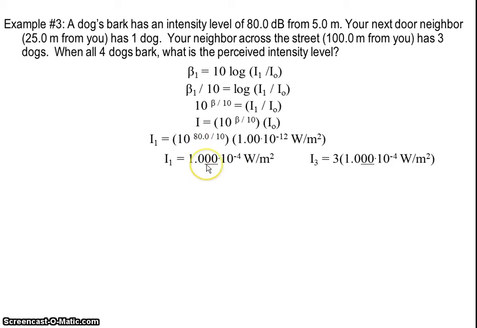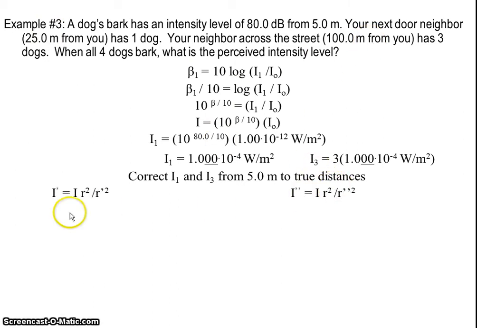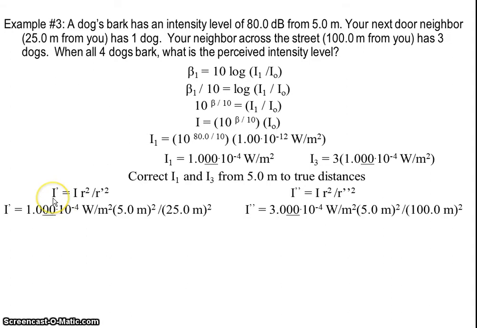Here's the intensity of one dog. This is the intensity of 3 dogs. And these are at 5 meters. We then need to go to 25 meters for the one dog and 100 meters for the 3 dogs. So here we're going to find the new intensity for the one dog at 25, and here's the new intensity for the 3 dogs at 100. And again, those should decrease. And you can see that those intensities decreased from their original values.